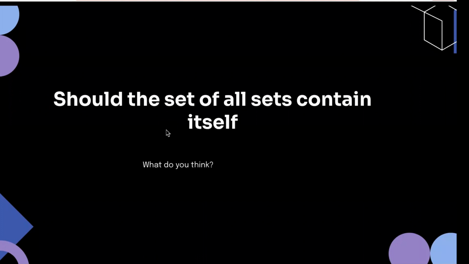So there will be an infinite number of sets, because then I can create a set F that contains, let's say, E and A. Yeah, you can do that. That's completely fine. That's completely supported by set theory. Now the question is, should the set of all sets contain itself?